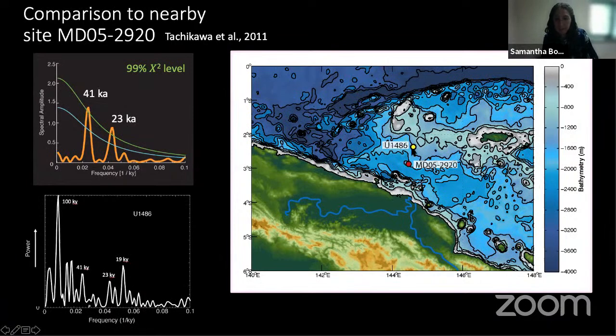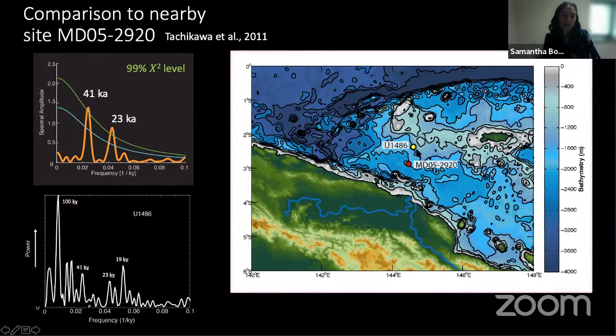It's a bit closer to the northern margin of Papua New Guinea than ours. It has about half the amount of calcium carbonate that ours does, being a little bit further away. So more terrigenous material here, obviously, given that it's closer. All right, but basically, you can see here, we see 41,000 from this record of the log titanium to calcium, and we see 1/41 in precession at our record.